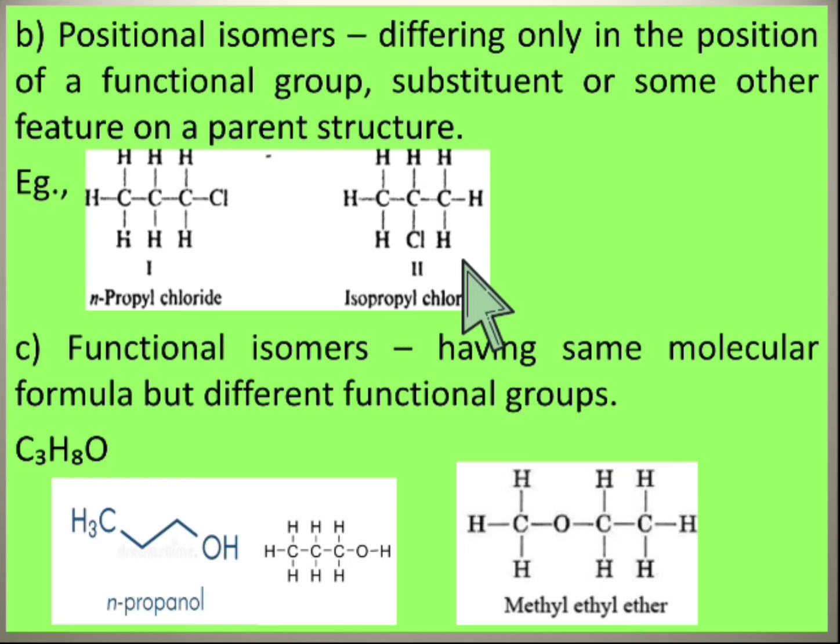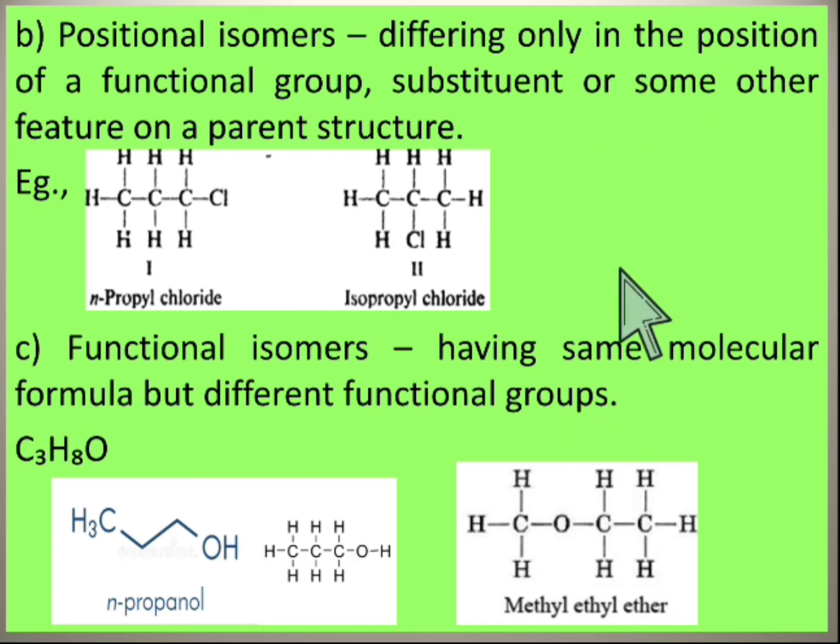The next type of isomers are functional isomers. Functional isomers again have the same molecular formula. For example, n-propanol and methyl ethyl ether have the same formula, C3H8O, but they differ in their functional groups. You can see that the functional groups in these two isomers are different.